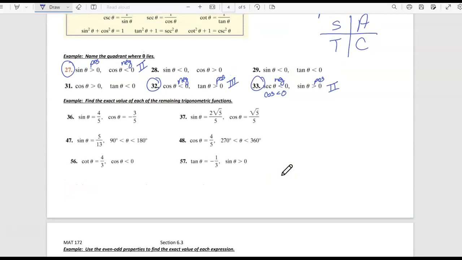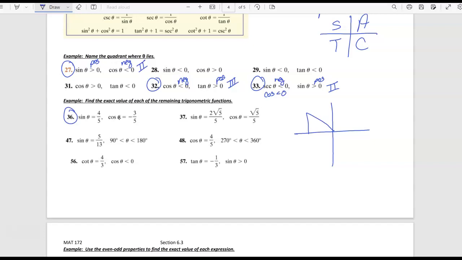All right, let's do some of these. We want to find the exact value of each of the trig functions. So we're going to start by drawing pictures. Let's look at number 36. In number 36, they tell us the sine is positive and the cosine is negative. That tells us where this lives.